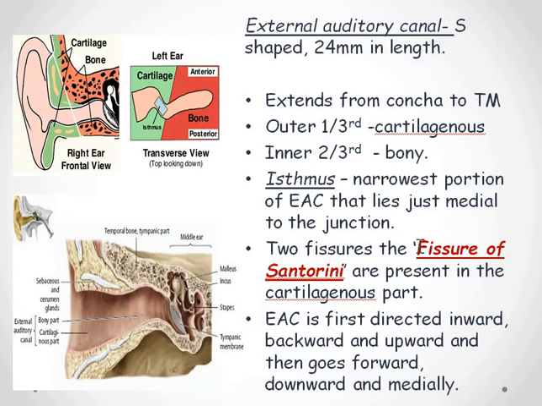There are two fissures. The fissures of Santorini are present in the cartilaginous part. This is also an MCQ. Here you can see these are the fissures of Santorini. Basically what happens from here is that infection from the parotid and the mastoid enters the EAC. The EAC is first directed inwards, backward and upward, and then it goes forward, downward and medially.